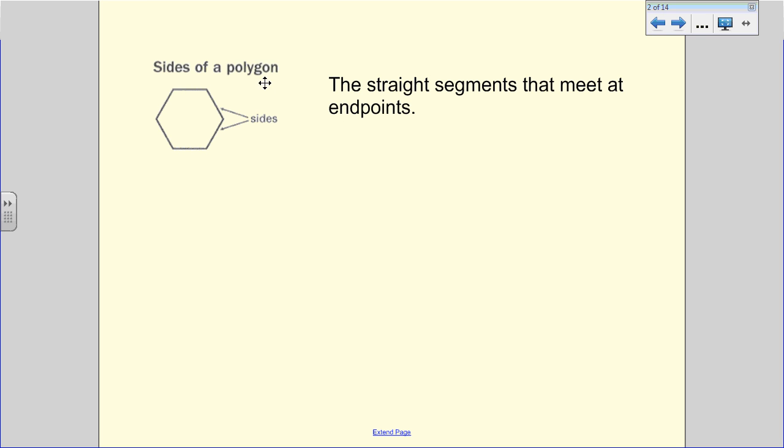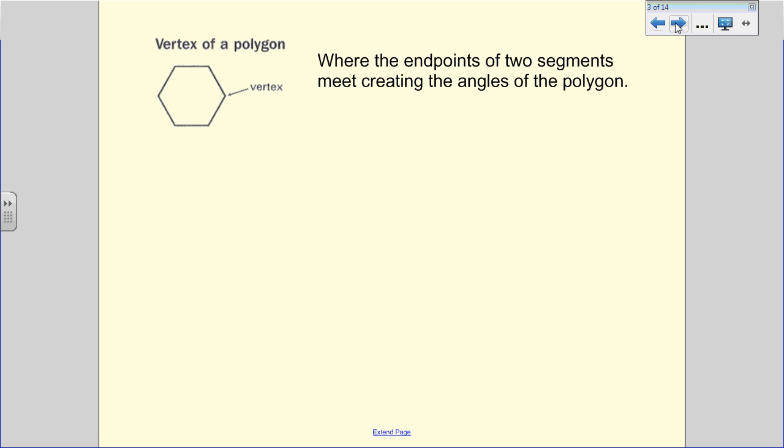And so I think this is what they introduce you to in elementary school when we first start talking about figures and shapes. So this word really wasn't something that we struggled with. The vertex is where the endpoints of two segments meet, and they create the angles of the polygon. So kind of the corners, we would think of those as being our vertex.